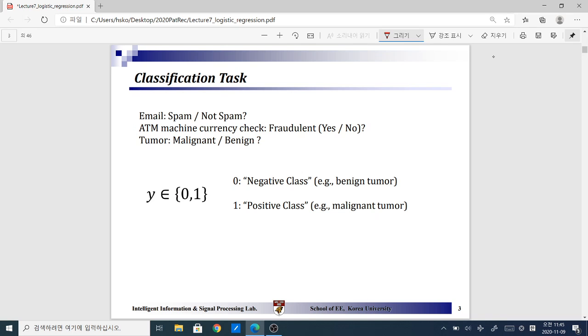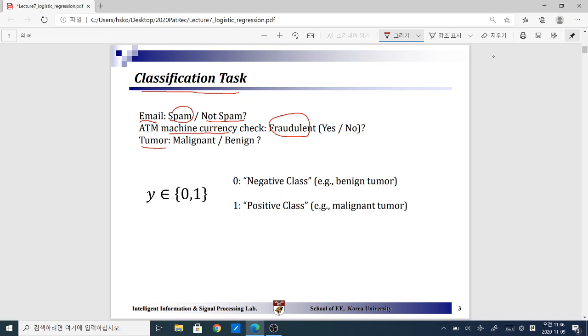So before, what we had done was essentially using linear regression for the purpose of connecting the dots. But here, what we're going to do is to delve into the classification task, where, for example, in this binary situation in email, we classify whether it's spam versus no spam, or for the ATM machinery, a currency check could be, is there something fraudulent, yes or no? Or once again, a patient having malignant versus benign cancer and so forth.